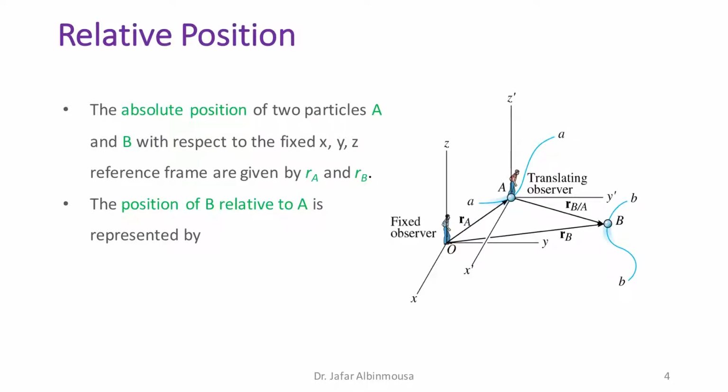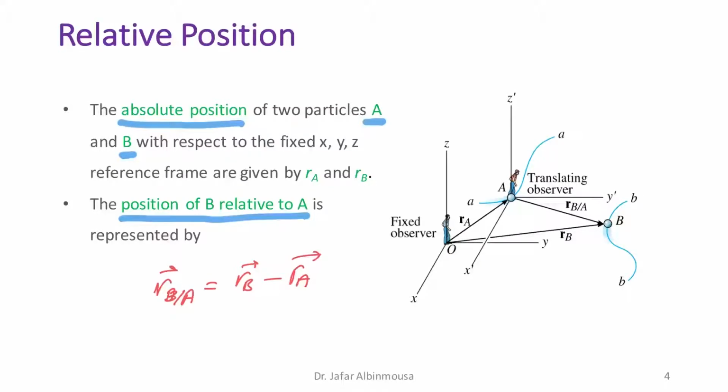We call the position of A and B as absolute position, while the position of B relative to A is a relative position. It's not absolute. This is why if we want to measure this relative position, then it is RB with respect to A is equal to RB minus RA.